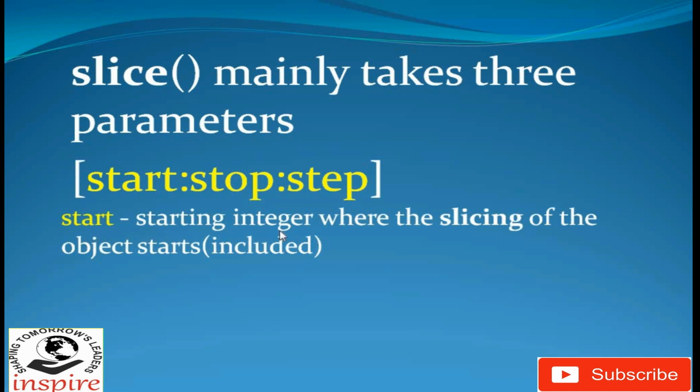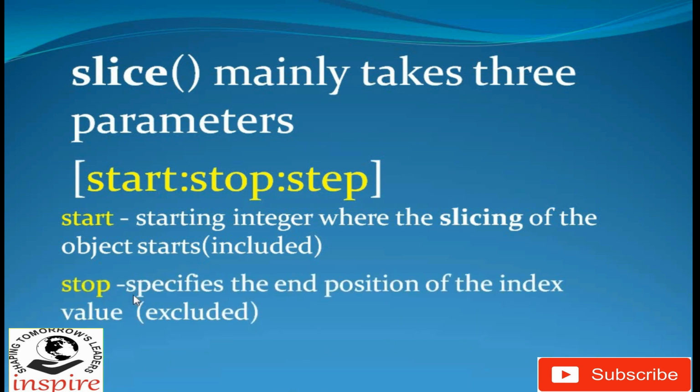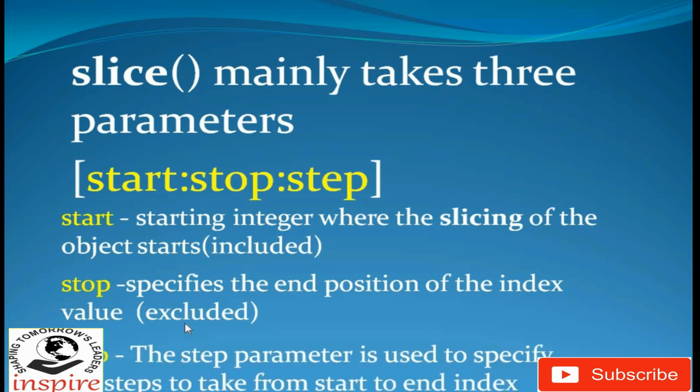Start is the starting integer value from where the slicing of the object starts. The stop value specifies the end position of the index value, and the stop value is not included, it is excluded. Step is the parameter used to specify the steps to take from the start to the end index.